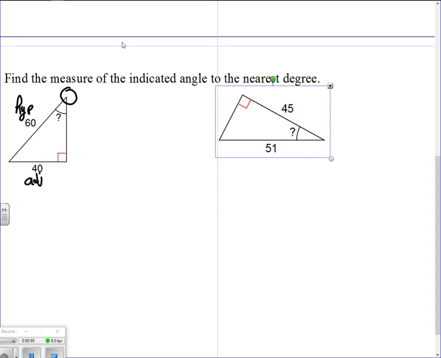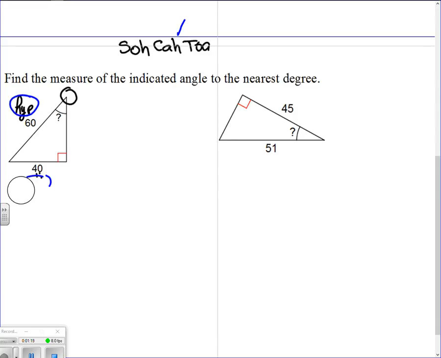Now, to figure out which one I need to use, I'm going to need to remember SOH CAH TOA. What I need is something that has a hypotenuse and the adjacent. Here's the hypotenuse, and I'm sorry, it's not adjacent. It is the opposite. This is the opposite because this is opposite to this side. So it has to be the opposite.